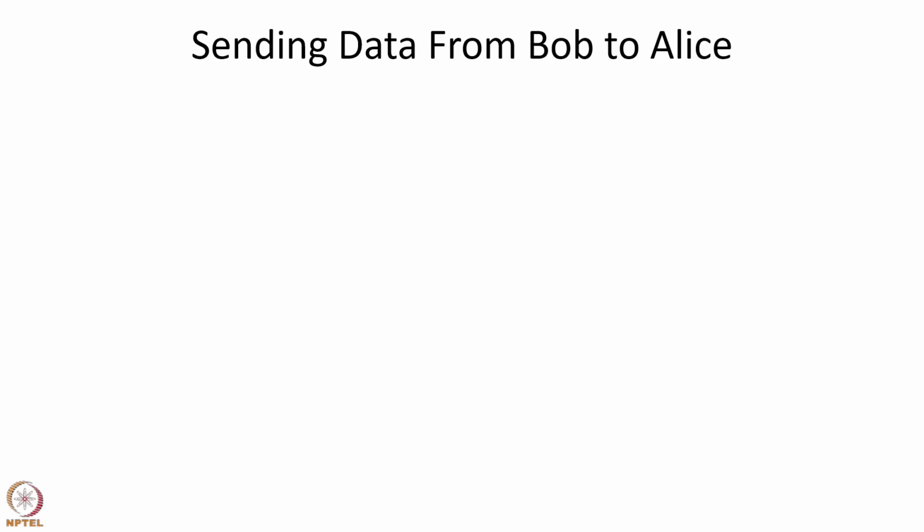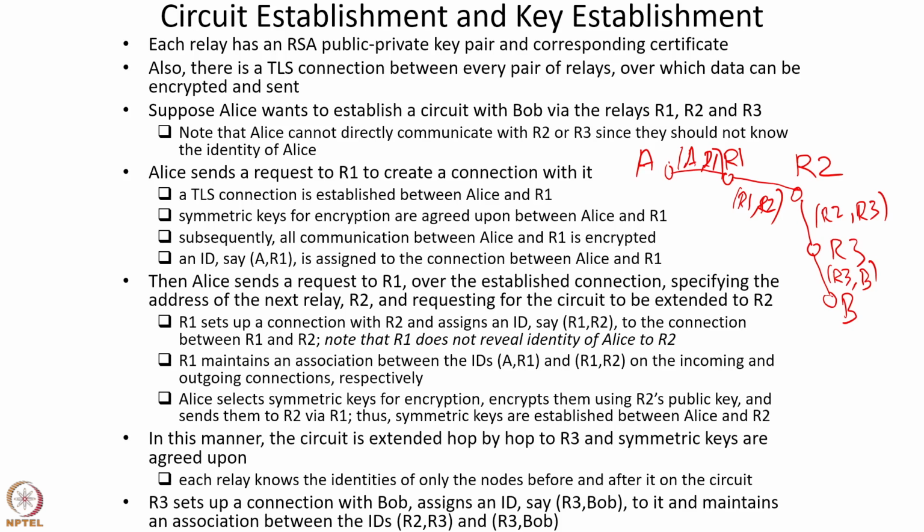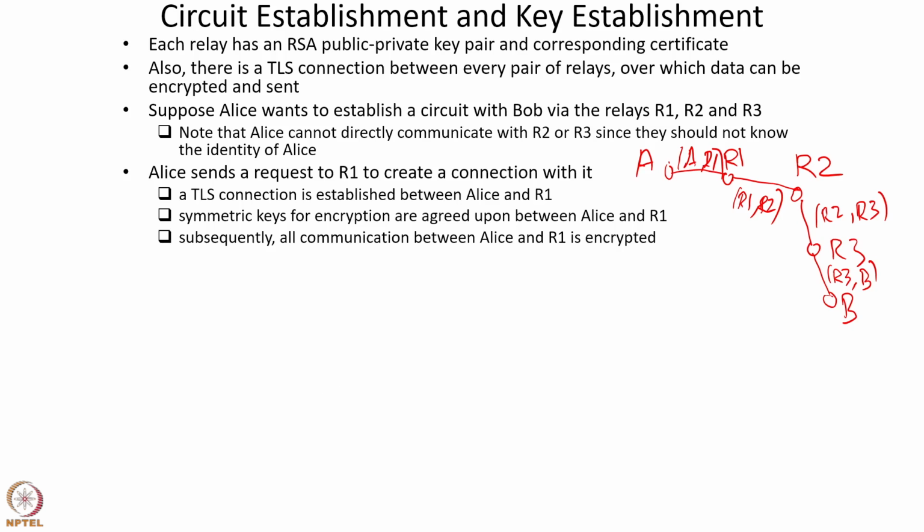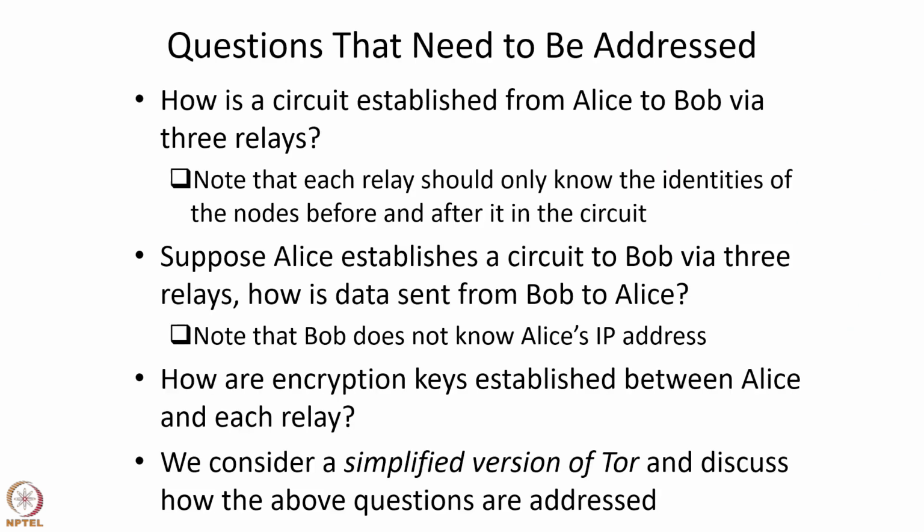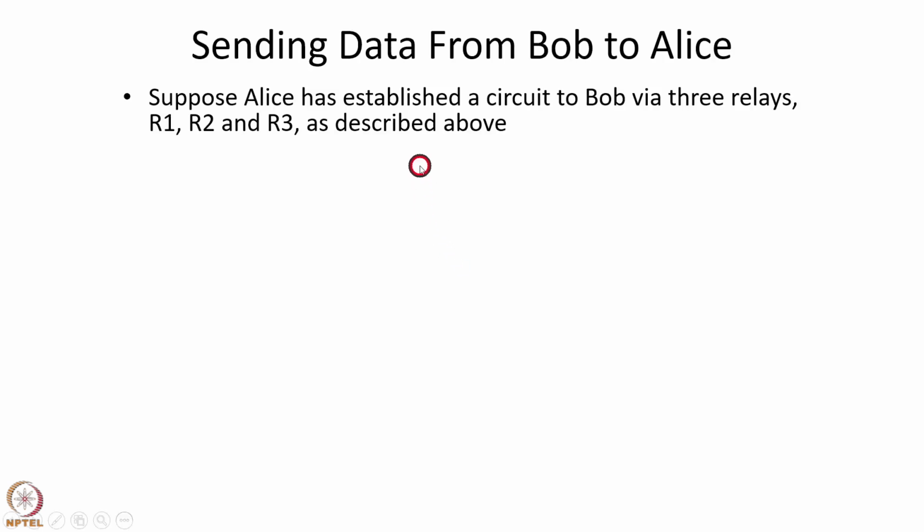Now we have answered the first and third questions. In the questions that we raised, we have answered the first question, how is the circuit established from LS to Bob via 3 relays, and we have answered the third question, how are encryption keys established between LS and each relay. Now we answer the second question, how is data sent from Bob to LS on the return path. So suppose LS has established a circuit to Bob via 3 relays R1, R2 and R3 as we discussed on the previous slide. So how is data sent from Bob to LS?